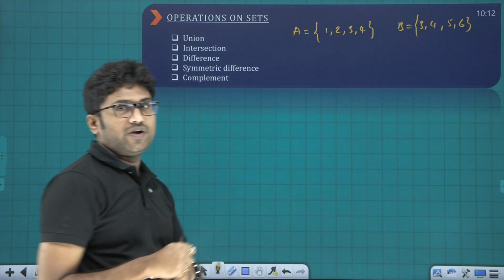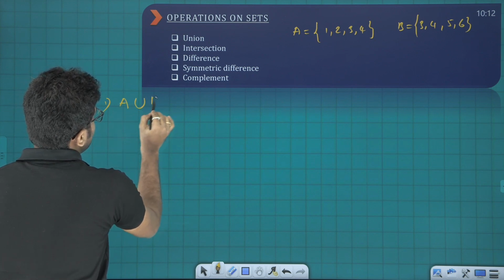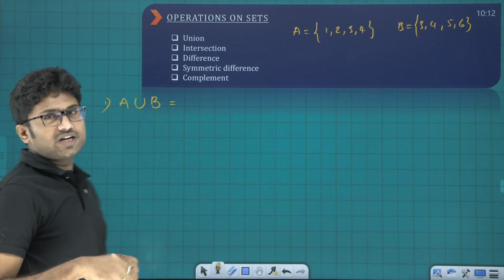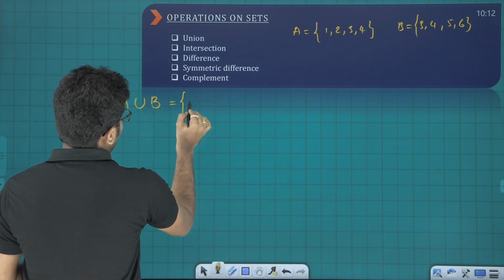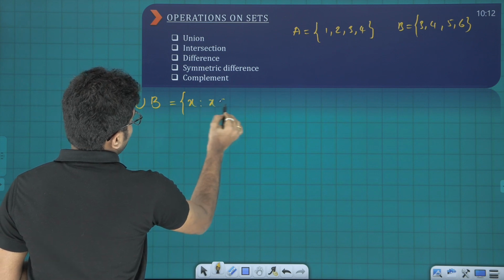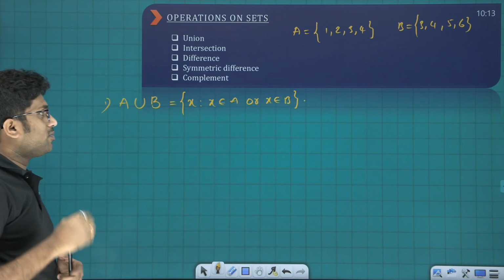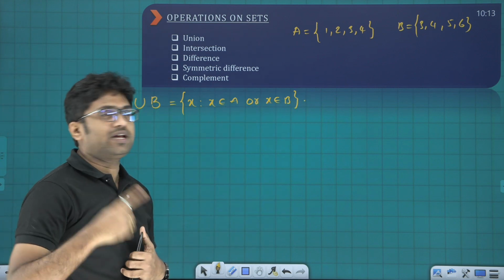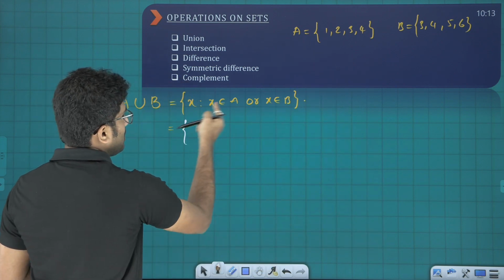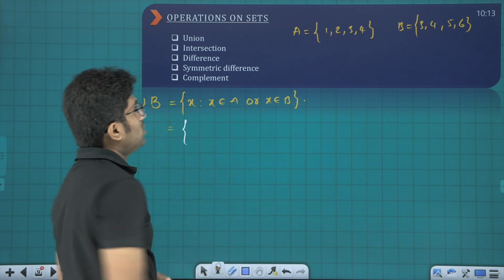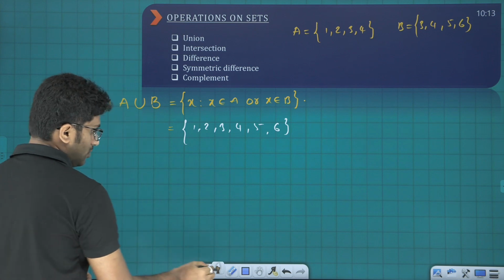Let A, B be any two finite sets, friends. Then the union of two sets: the union of A, B, we denote as A union B. We generally read it as A or B. This is nothing but the set of x such that x belongs to A or x belongs to B. So under this context, A union B is x belongs to A or x belongs to B or both. So {1, 2, 3, 4, 5, 6} is our A union B.